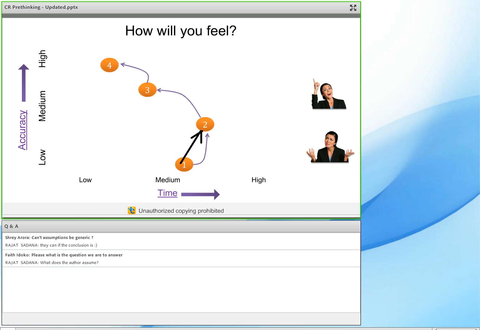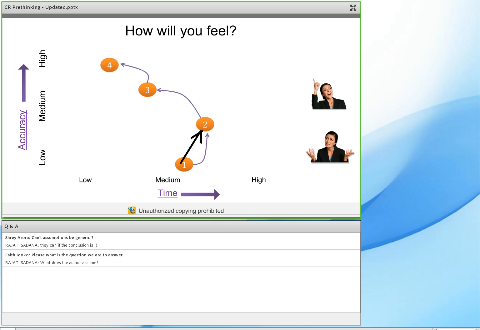Some of you asked, what's the average amount of time that I should take while answering CR questions? One needs to reach stage number 4. For medium questions, you'll take 1.5 minutes. For hard questions, you'll take 2 minutes. Your average will go down to about 1:45 minutes.